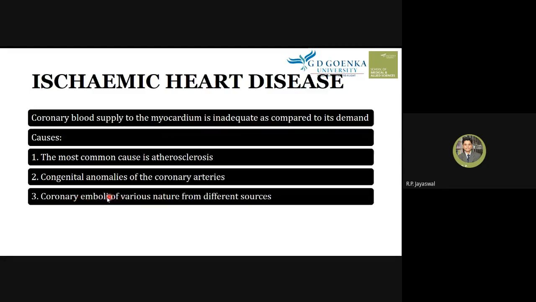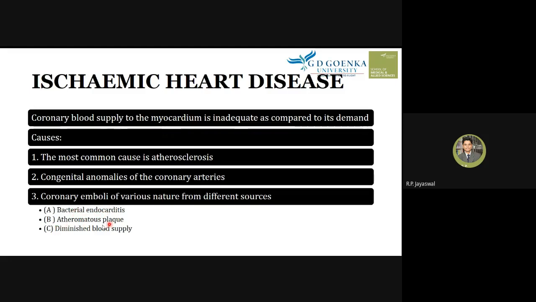What is a coronary embolus? It's a kind of blood clot which can occlude, which can stop the blood supply when it comes within the lumen of the arteries. The emboli may come from different sources, from different blood vessels, and can be a result of bacterial endocarditis, which is an inflammation of the endocardium because of infection.